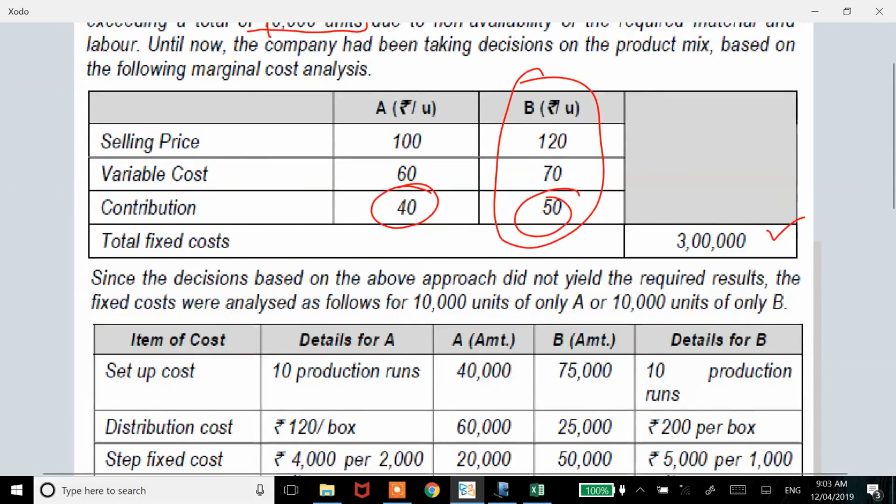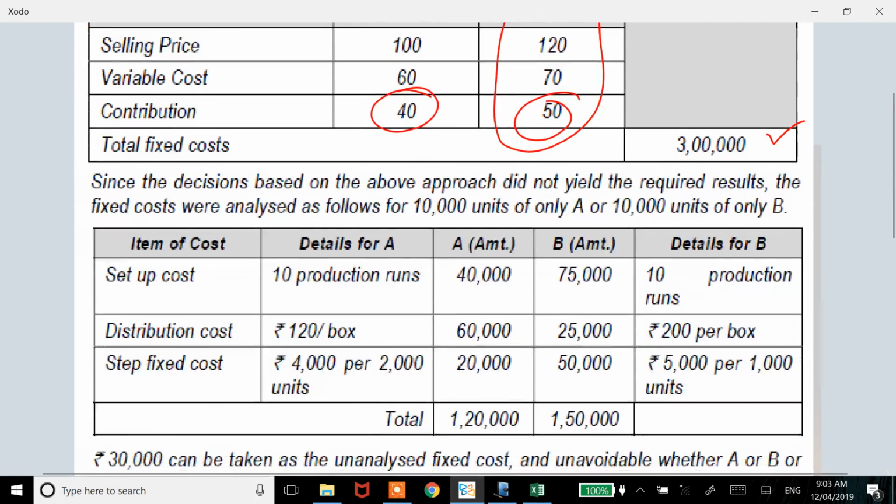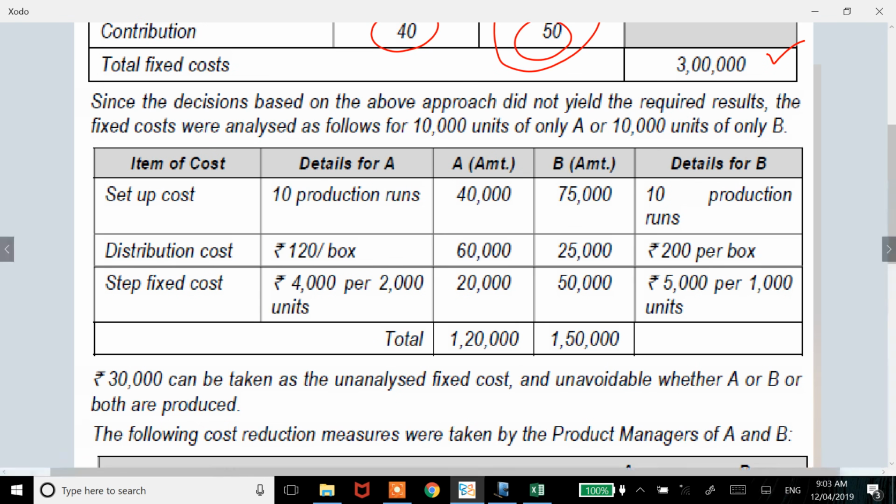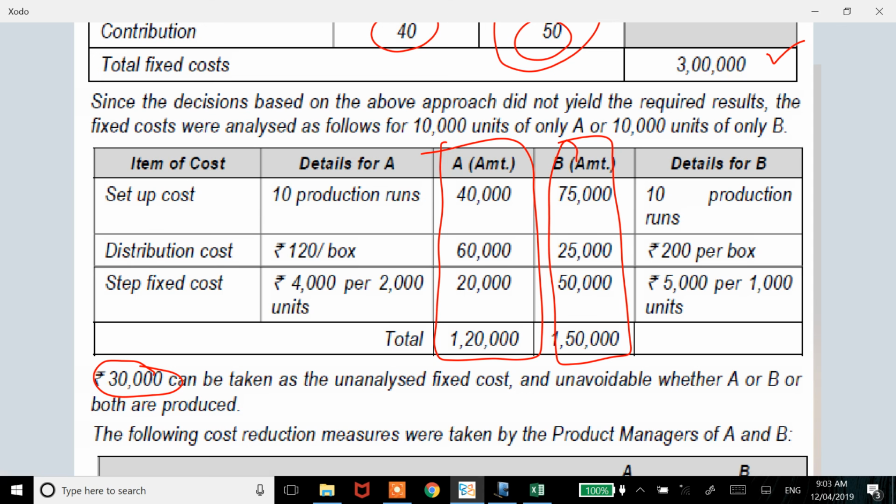Now they are saying this is not helping us, so they wanted to analyze the fixed cost. They have analyzed that A takes away so much of the fixed cost, B takes away so much, and 30,000 is pure fixed cost which cannot be segregated. That's a pure fixed cost for the company.